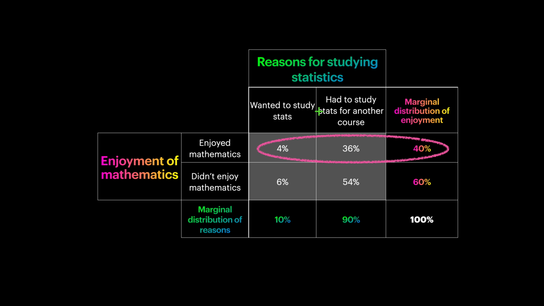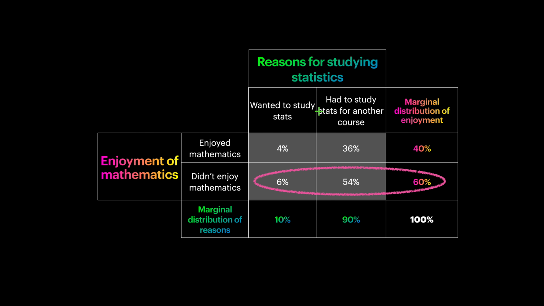Similarly, there's a 90% chance that they had to study statistics. There's a 40% chance that they enjoyed mathematics. And adding 6% and 54%, there's a 60% chance that they didn't enjoy mathematics. Now, all that's fine and it works out very neatly, except that we made an assumption in there that we didn't specify. What we assumed there was that whether you enjoy mathematics and whether you wanted to study statistics are completely independent of one another.